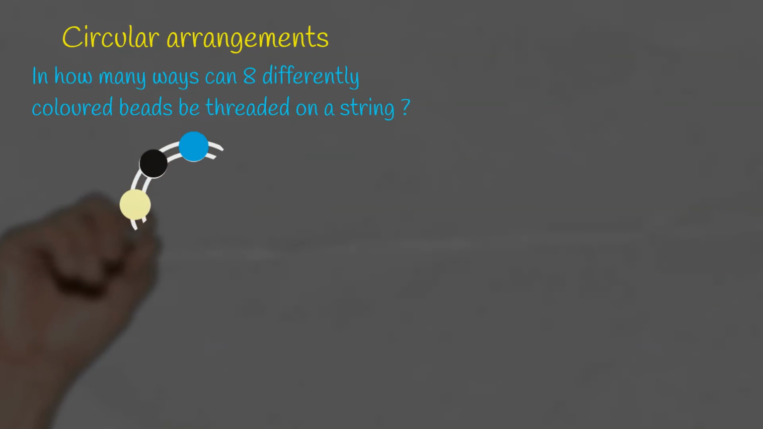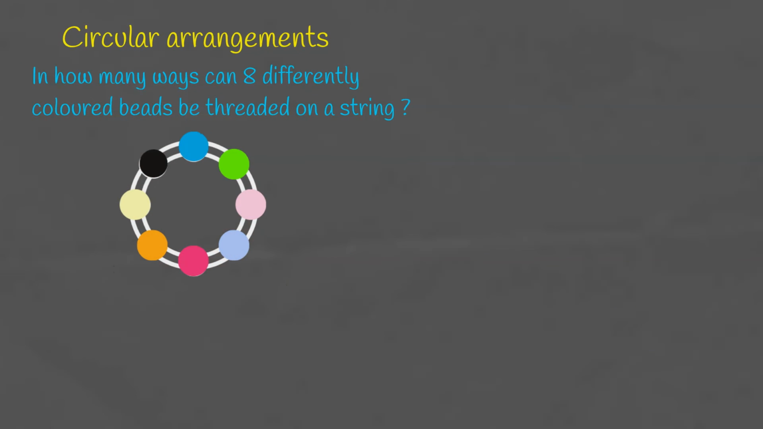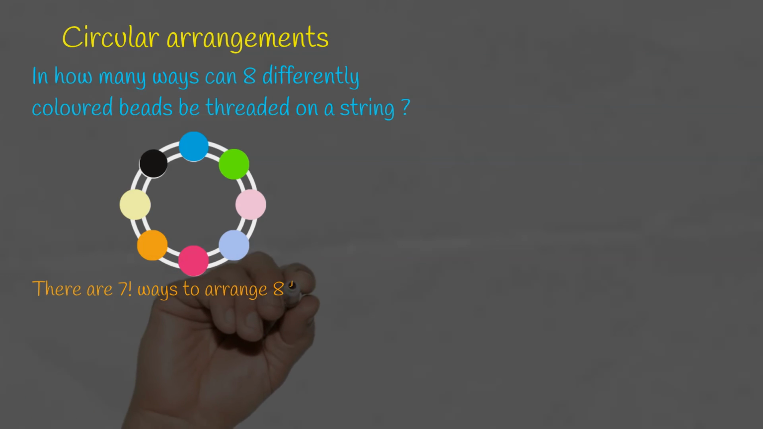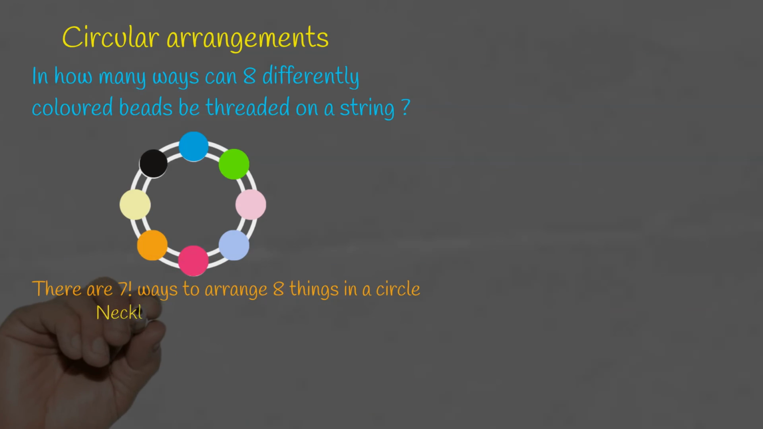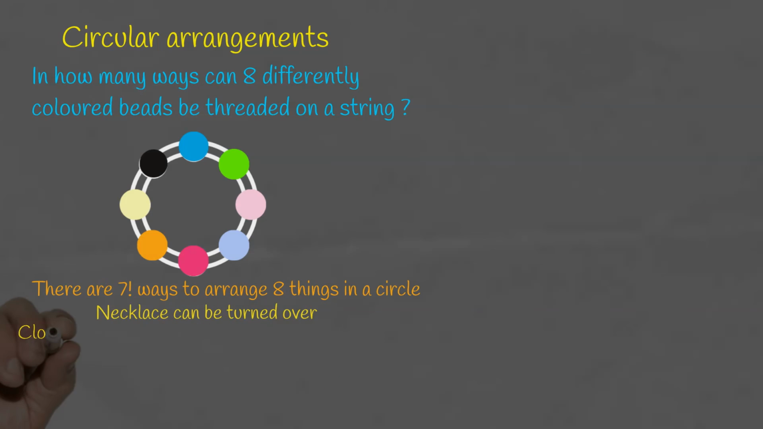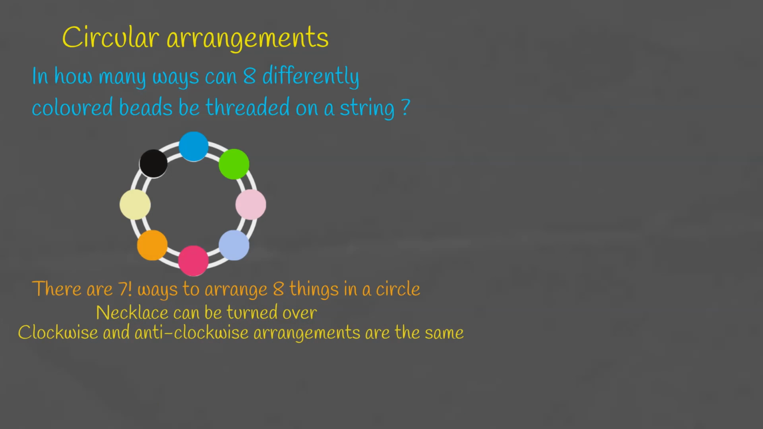Unfortunately, I've gone on longer than I expected, so I'm going to go through the last question really quickly. There are 8 beads and you need to put them on a necklace. So you fix 1 bead, which means there are 7 factorial ways of arranging the rest of the beads. However, the necklace can be turned over, which means that if you have blue, green, pink going clockwise, and then you flip it over and you have blue, green, pink going anti-clockwise, these are the same. Therefore, you have to divide the answer by 2. So the final answer is 7 factorial divided by 2.